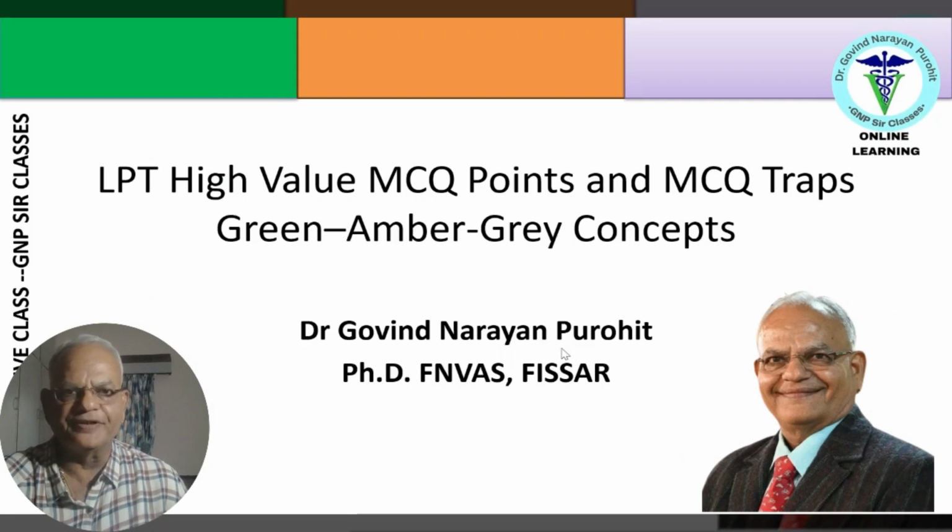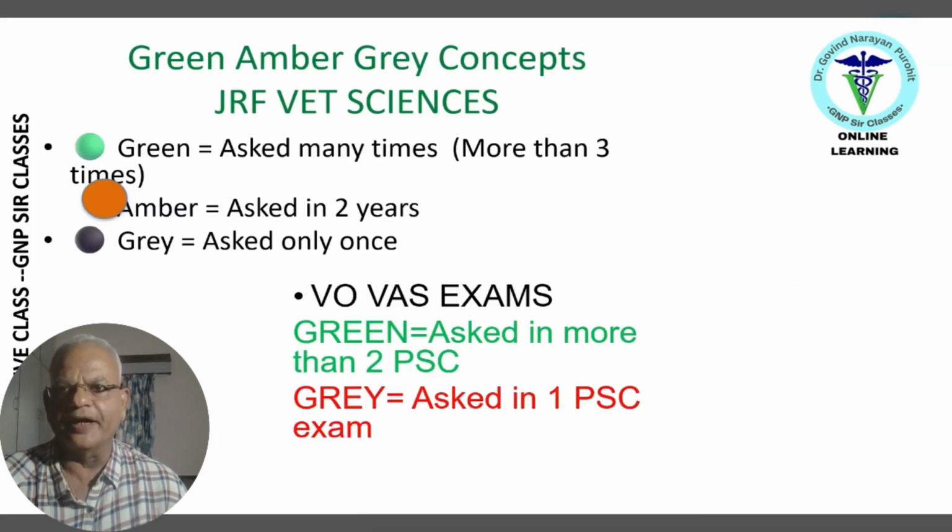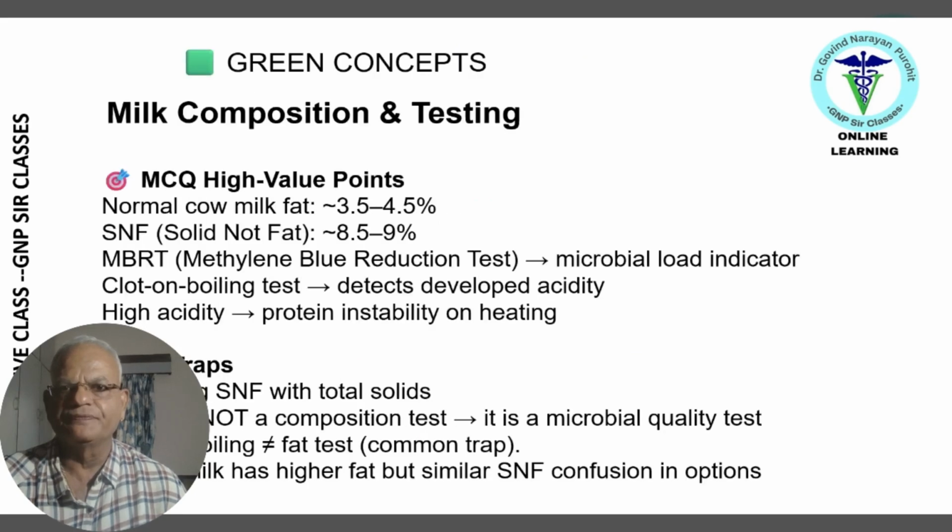Welcome to gnpsir classes. We have prepared the green, amber, gray concept blueprints for our courses, and we have been guiding the students of JRF and for the VOVS. Further, we have now developed the MCQ points to remember for these green, amber, gray concepts for LPT, and what are the MCQ traps that one must be careful of. So let us begin directly for the MCQ tips and MCQ traps, right?